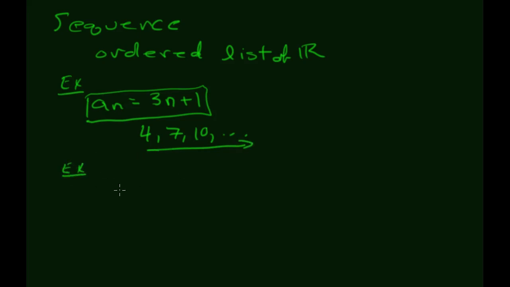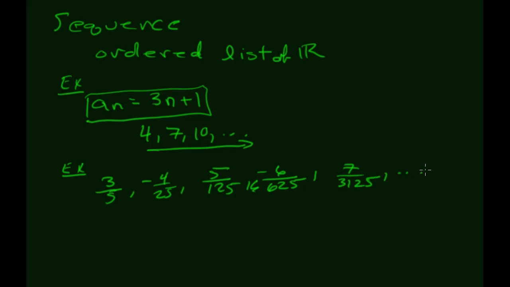So let's try going the other way. Let's say I have the sequence 3/5, negative 4 over 25, 5 over 125, negative 6 over 625, 7 over 3,125, so forth and so on. Okay, so the idea here is I want to be able to write a sub n. The numerator is starting at 3, going up 4, 5, 6. So basically we're taking n plus 2, right?